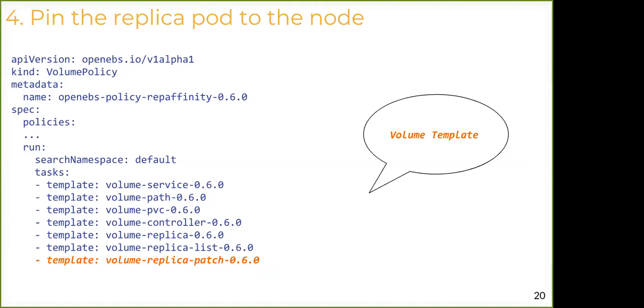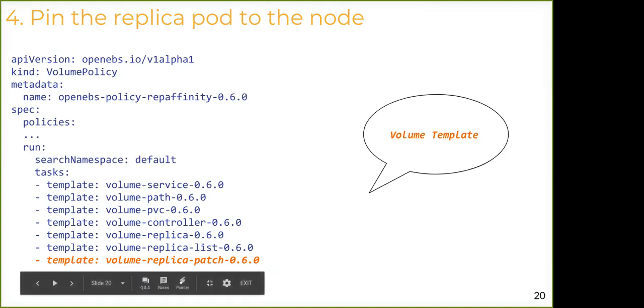If you see the volume template, we are mentioning it as volume policy, but I'm mentioning it as volume template. Again, this is open to changes. We'll see if volume policy is a good term or volume template is a good term. Okay, coming back, the one in the orange lines refers to something called volume replica patch. Now what is that?